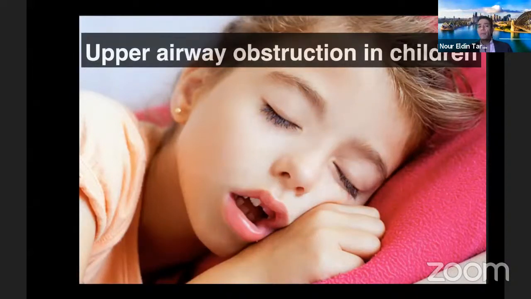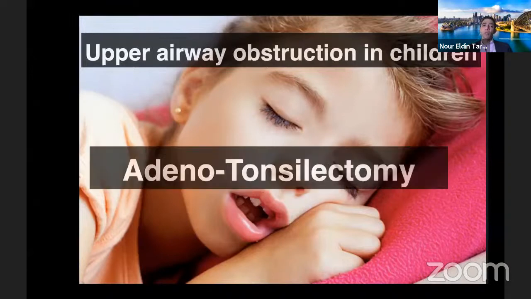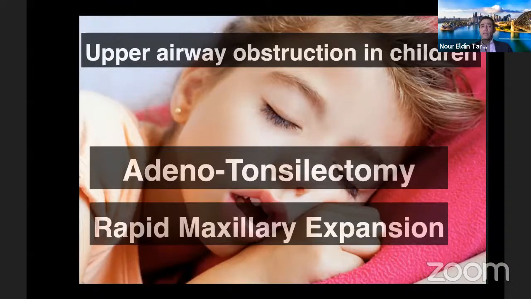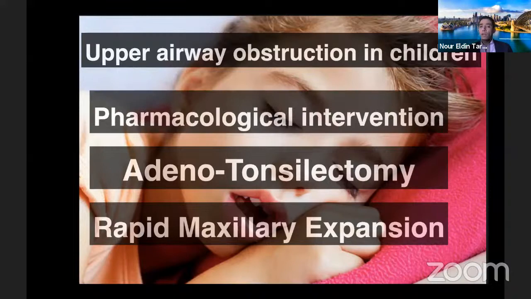And when we're looking at upper airway obstruction in children, obviously there's adenotonsillectomy, but there's also rapid maxillary expansion. We can actually contribute significantly to the treatment of upper airway obstruction with the help of some of the medical colleagues that we have, because adenotonsillectomy plays a major role as well as pharmacological interventions.